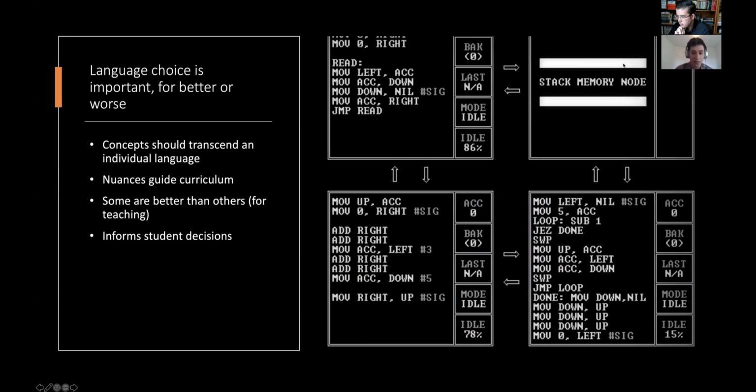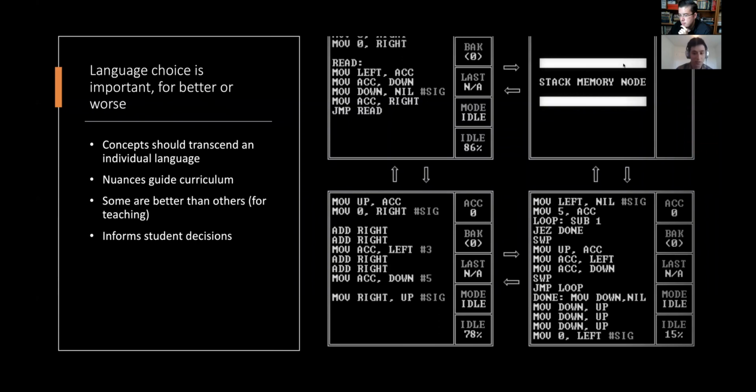One of the defining characteristics of an introductory computer science course is the language that's used. And while ideally the contents of the theoretical class should transcend the language that's used, I do think the nuances of any particular language should also guide the curriculum, and the projects and lessons should be designed around the strengths and limitations of the language. And frankly, some languages are just better than others for an introductory class.